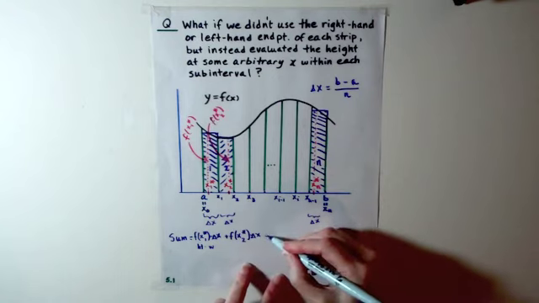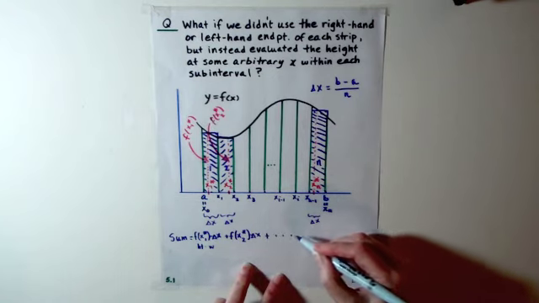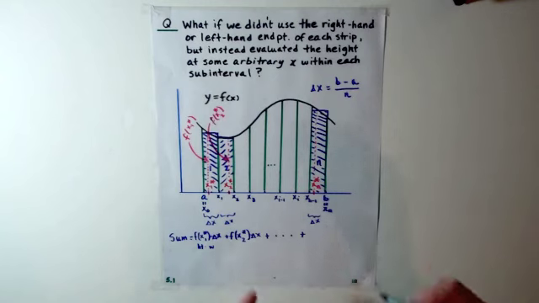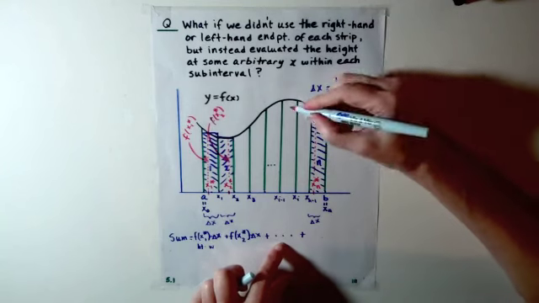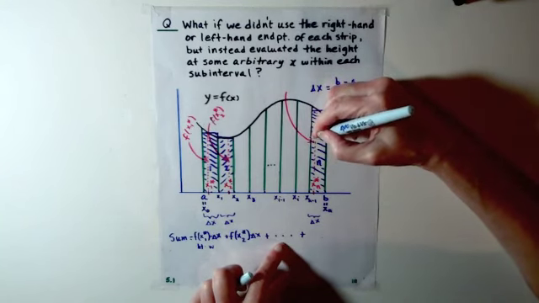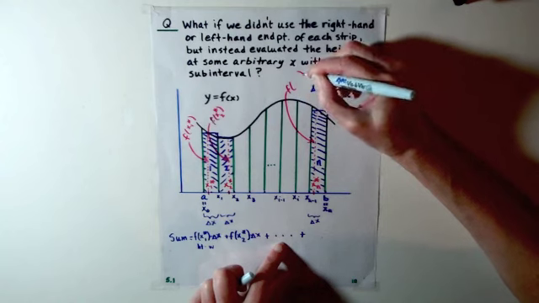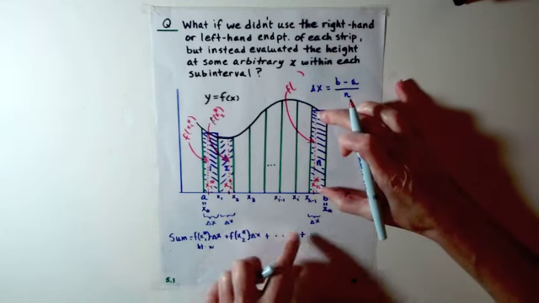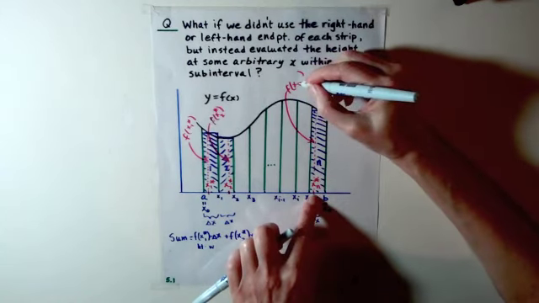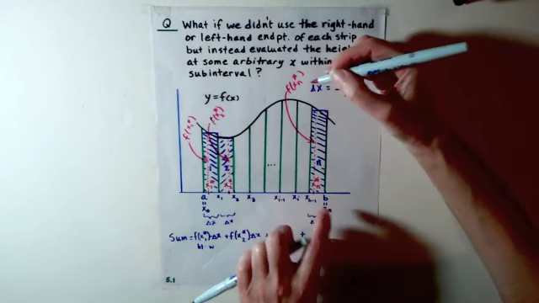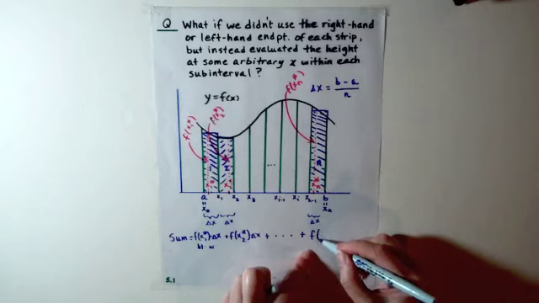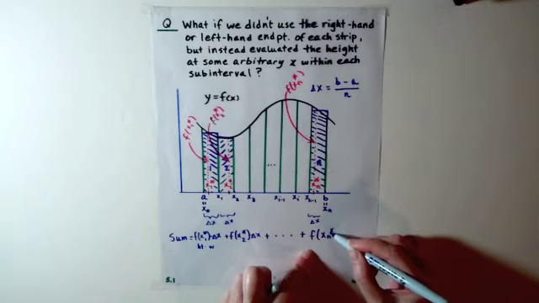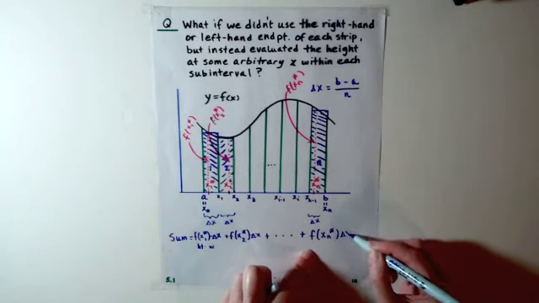And we keep going all the way to the nth rectangle. I'll put some dots in there to indicate the terms that are missing. And for the nth rectangle, the height is this red dotted height. That would be f evaluated at, well, this red dotted height goes along with x sub n star. So the height of that rectangle would be f of x sub n star times delta x.